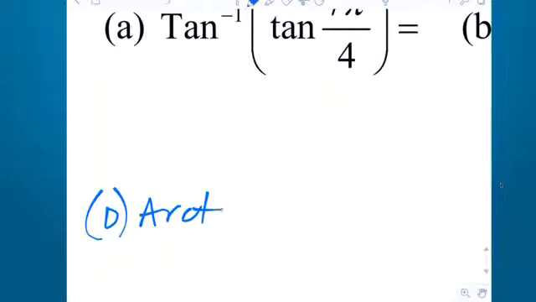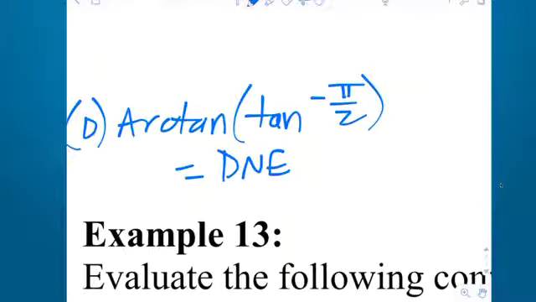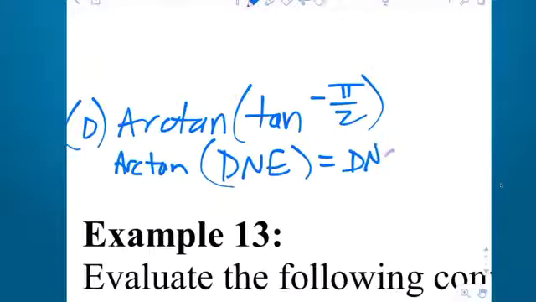What if I have arctangent of tangent of negative pi halves? What's that? D and E. Very good. Because negative pi halves is coterminal with 3 pi halves, and that's where tangent is undefined. And so because my input is a vertical asymptote, there's no way to take the arctangent of something that doesn't exist. Okay, so if you were to work it out from the inside out, it would look like arctangent of D and E, which of course then is D and E. One D and E kind of ruins the whole party.